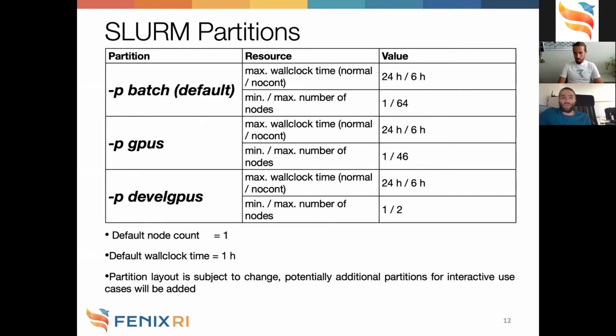To use those, you submit your jobs either in the batch partition, which is the default one, or in the GPU partition if you plan to use the GPU and your application supports it. Also, there is a small devel GPU partition which can be used for testing. There, generally, your waiting time should be smaller, and the jobs will run faster. So that's the high-level overview.